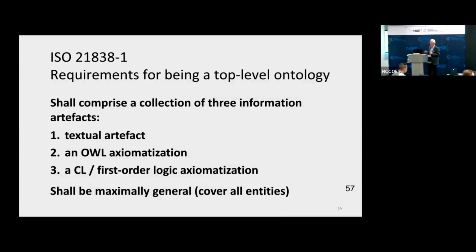So what are the requirements for being a top-level ontology? Well, there have to be textual definitions of all the terms. There has to be an OWL2 axiomatization, and there has to be a first-order logic axiomatization. And this is quite difficult, not least because we require a consistency proof for what may be a set of 300 first-order logic axioms.